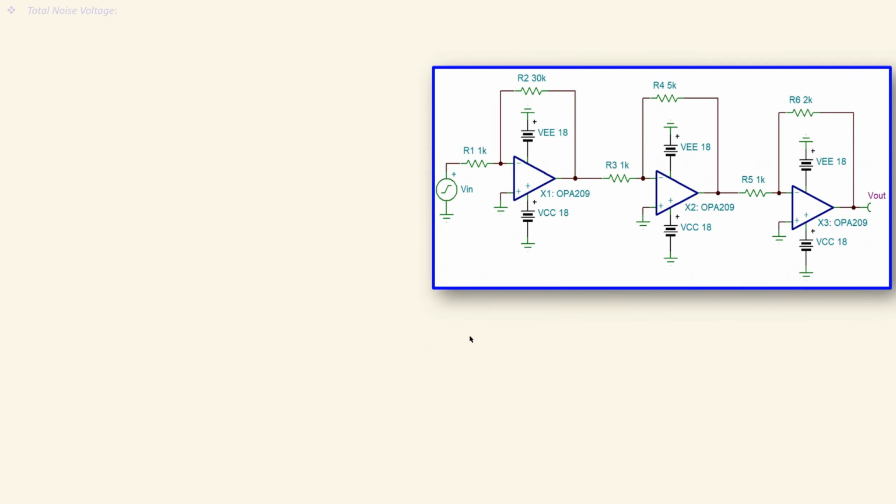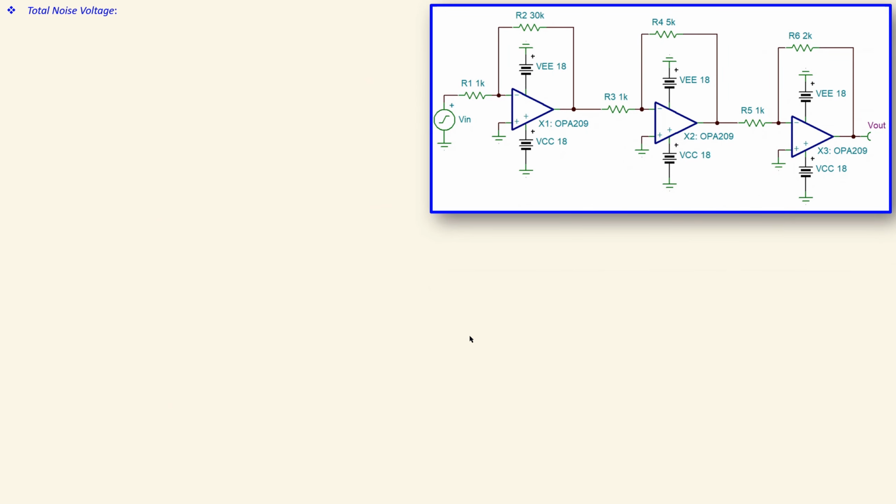Okay, let's move on to the total noise. Total noise is of course determined by each section of this circuit. The noise of the first stage will be multiplied by the noise gain of the first stage, but it will also be multiplied by the signal gain of the second stage and also the signal gain of the third stage, because when you consider only the contribution of the first stage, you will consider the second and the third stage as noise free.